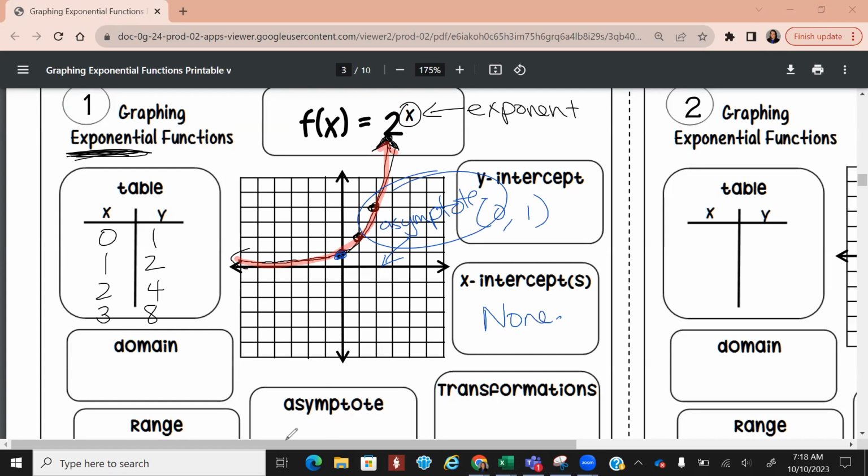So there's an asymptote at y equals 0. Right here, this horizontal line is y equals 0. That's the asymptote. The line in blue.